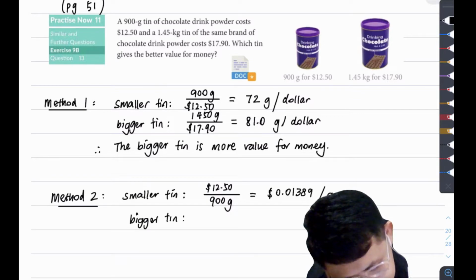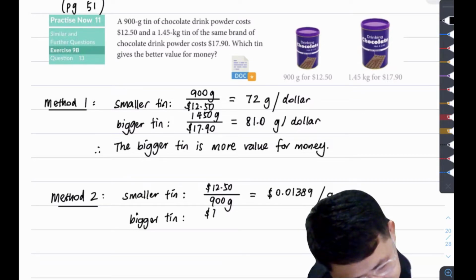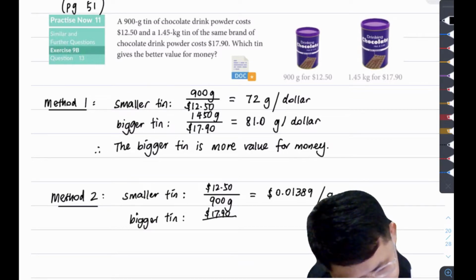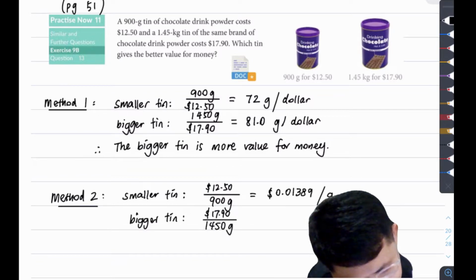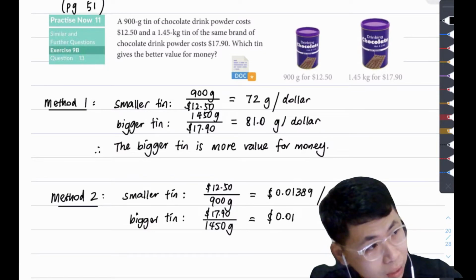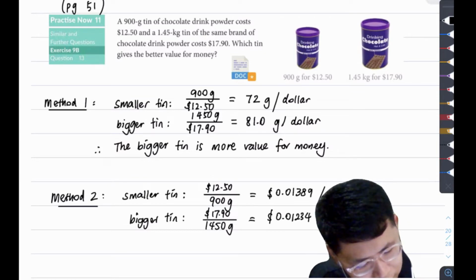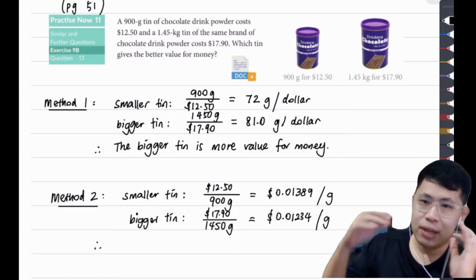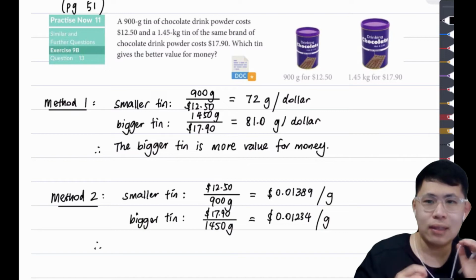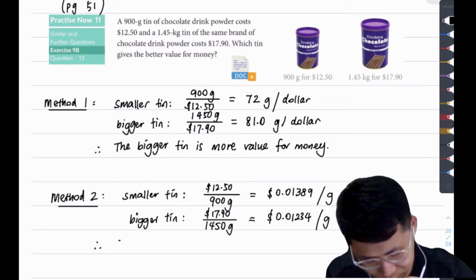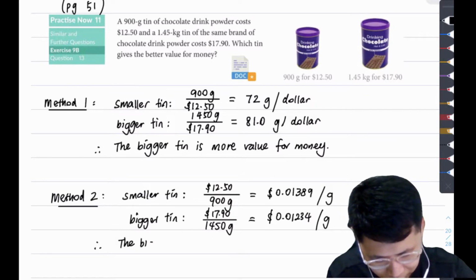So the bigger tin is going to cost me $17.90 for every 1450 gram. So dividing through, I'm going to have $0.01234 per gram. Okay, so for every same gram, which one is cheaper? So the cheaper one would be the bigger tin. So the bigger tin is more value for money.